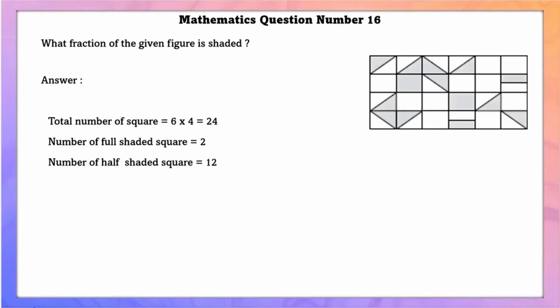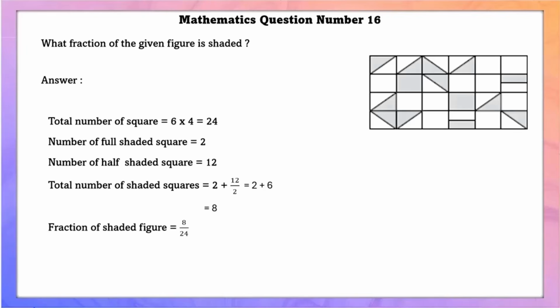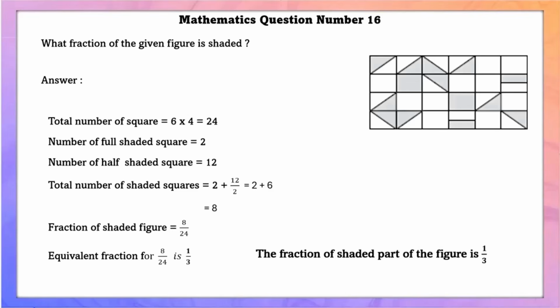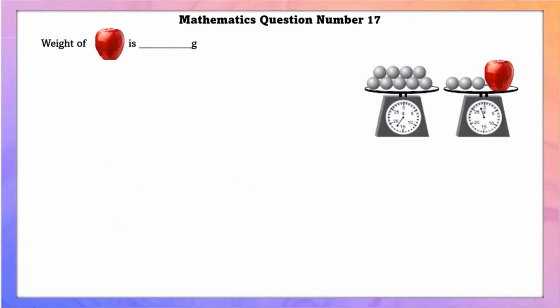Mathematics question number 16. What fraction of the given figure is shaded? The total number of squares is equal to 24 squares. Number of full shaded squares is equal to 2. Number of half shaded squares is equal to 12. Total number of shaded squares is equal to 2 plus 12 by 2, which is equal to 8. Fraction of shaded figures is equal to 8 by 24, which has an equivalent fraction, that is 1 by 3. So, the fraction of shaded part of the figure is 1 by 3.